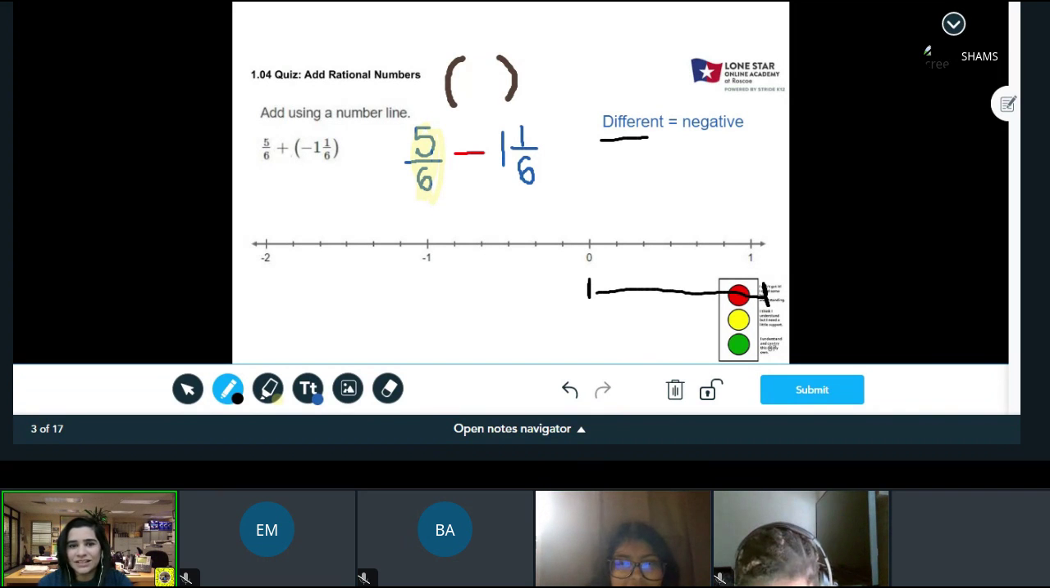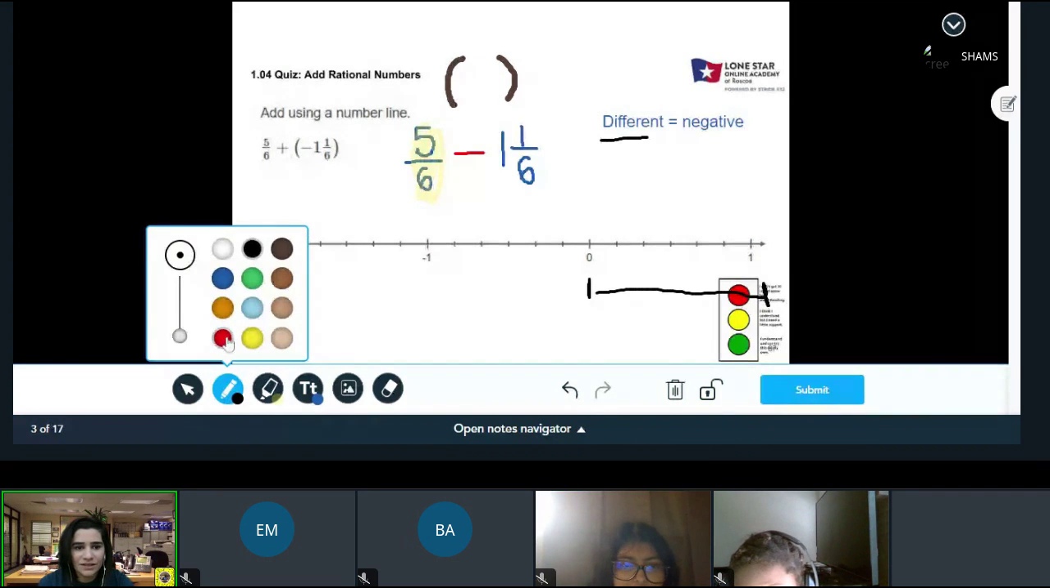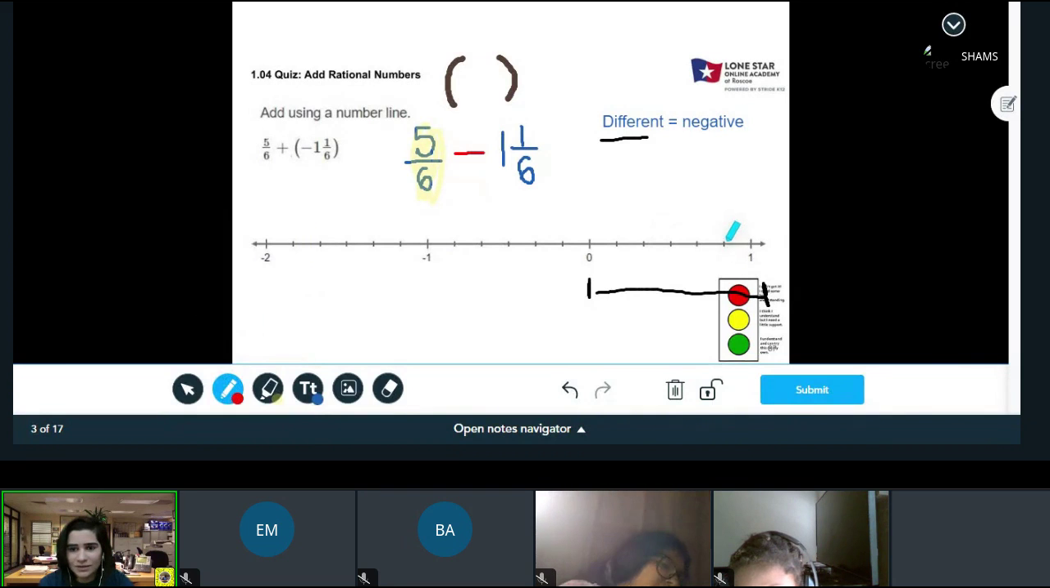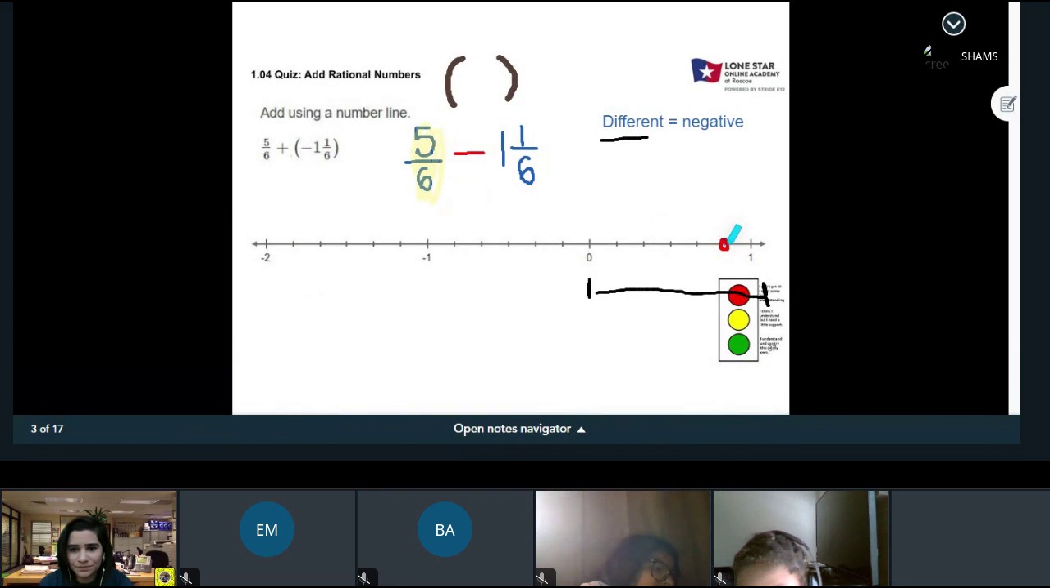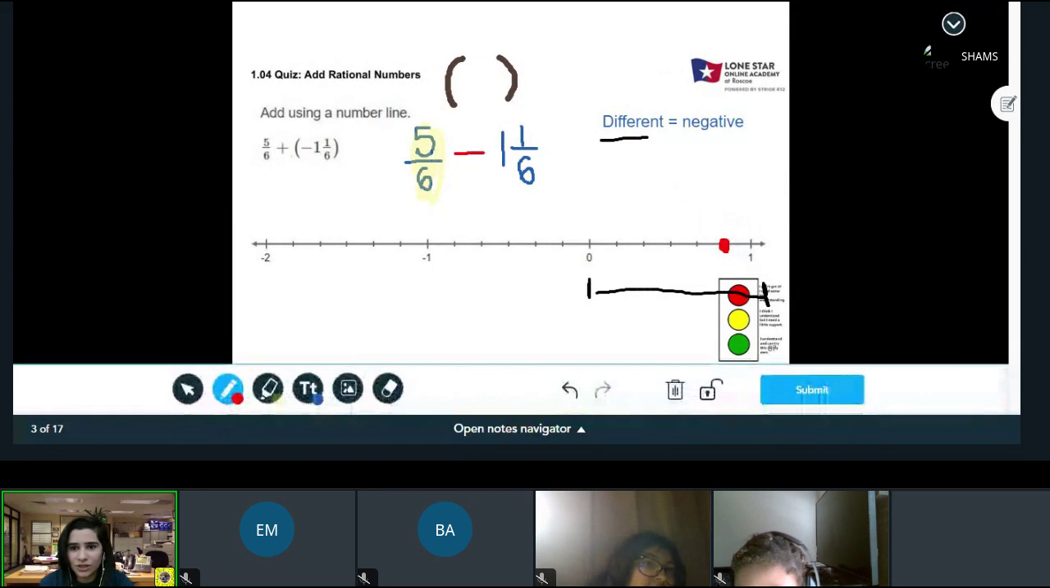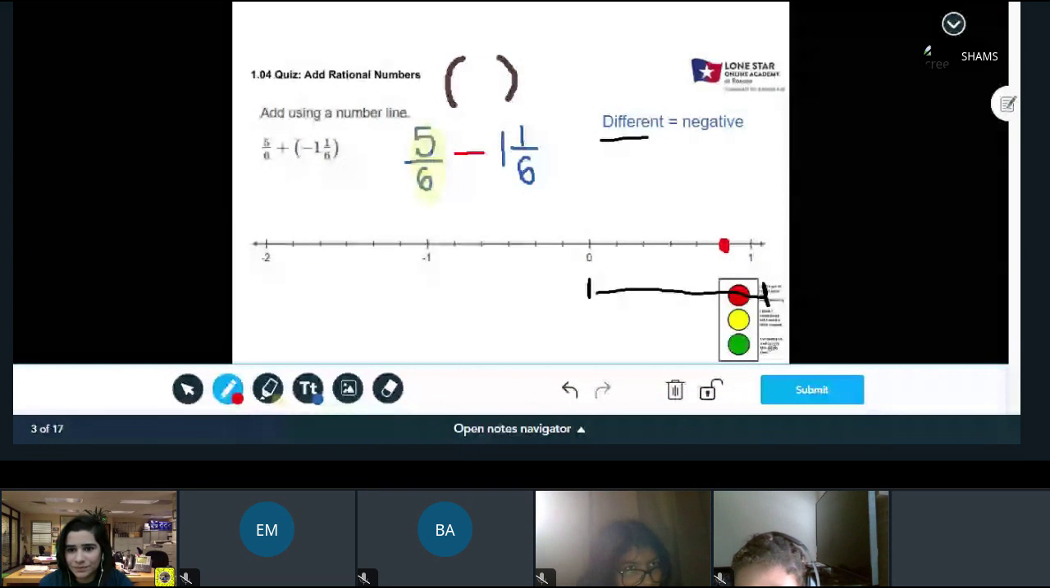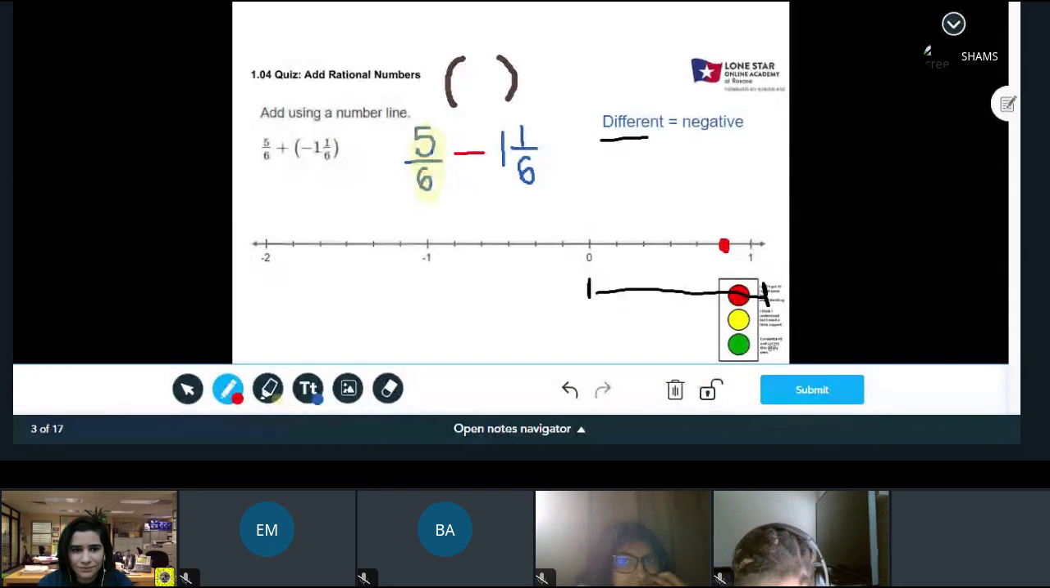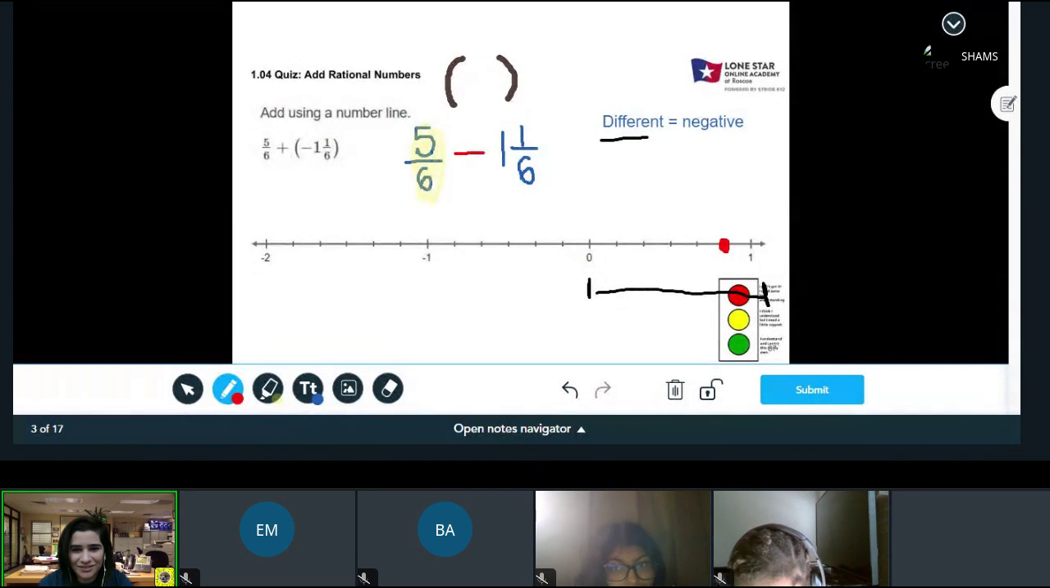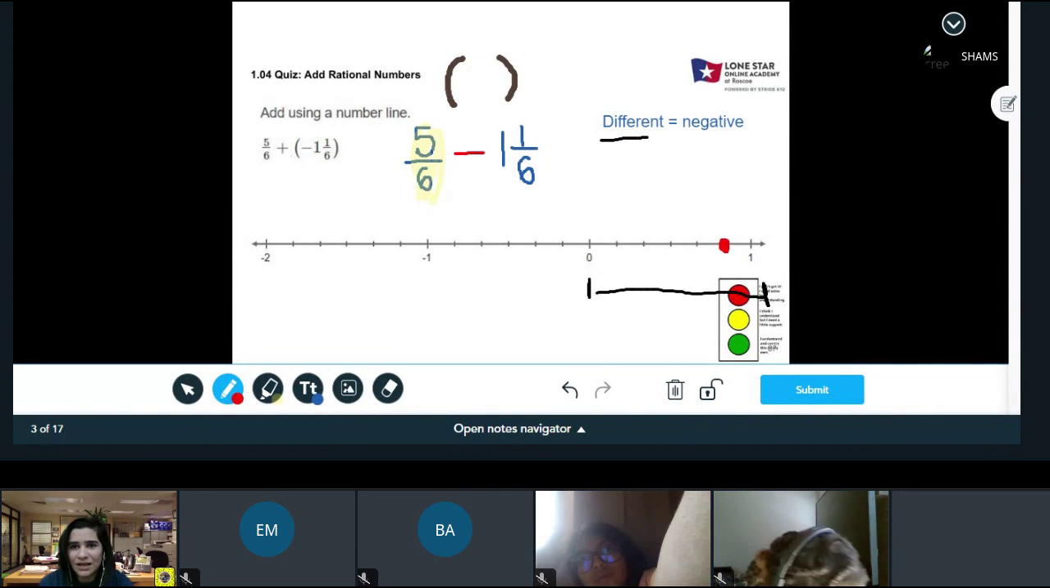Okay. Let's mark 5/6. So this is split into 6 equal parts, and 5/6 lies here. 5/6 lies here. Is that what you guys got? 5/6? Yes, Dempsey, very good. 5/6 lies here. Emiliano, okay, you got your final answer.